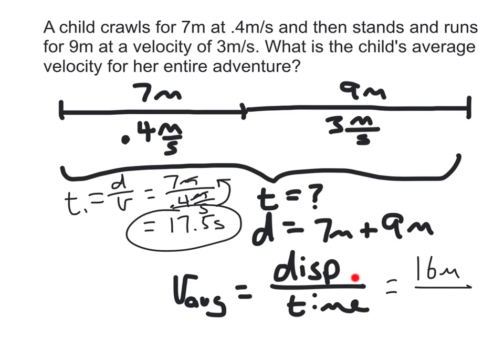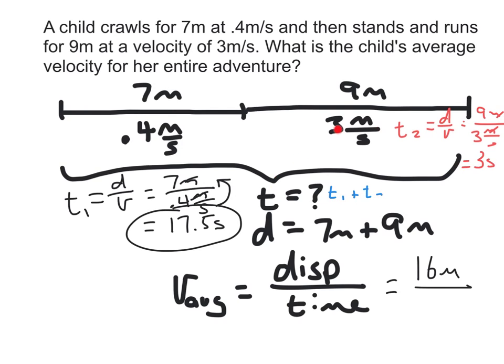Now, how long did it take for the second part of the trip? Exactly the same formula. We're going to call this time 2 is equal to displacement over velocity, which is 9 meters over 3 meters per second. Once again, seconds move to the top, and that's easily calculated at 3 seconds.